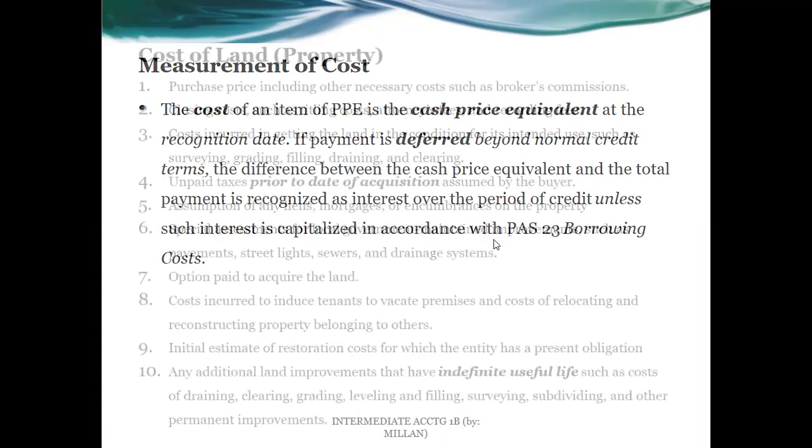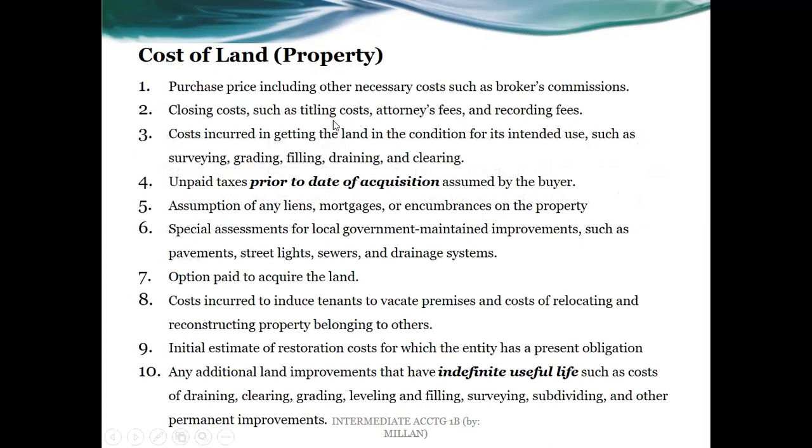Next is the cost of land. So this is one item under PPE now. We have the purchase price, which of course is already discussed. We also have to include the broker's commission. So any commissions paid by the company for the broker, which is needed for the acquisition of the land, shall be capitalized.